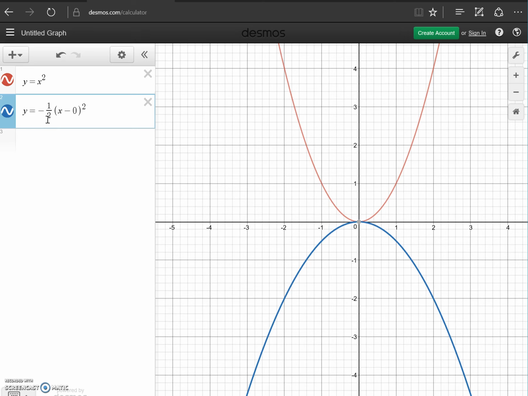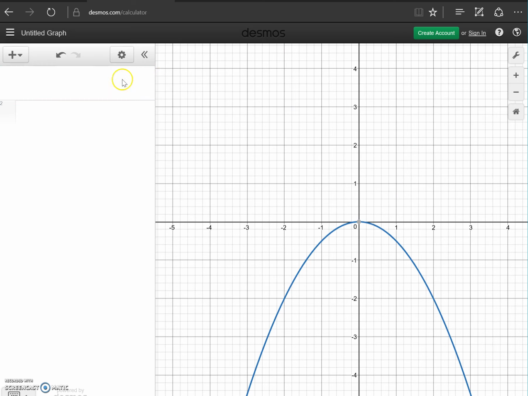Okay, so we've played around with the quadratic, the parent function x squared. Let's look at some other ones. So let me erase that, let me erase this.